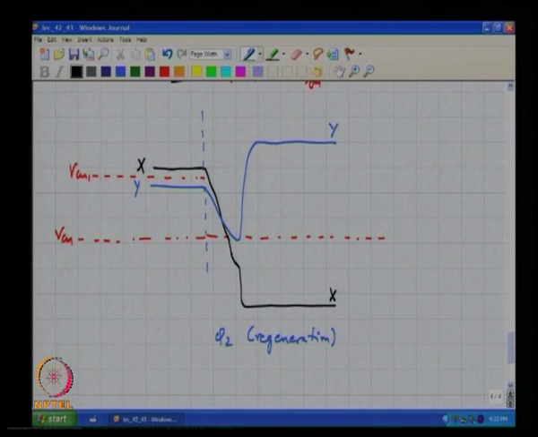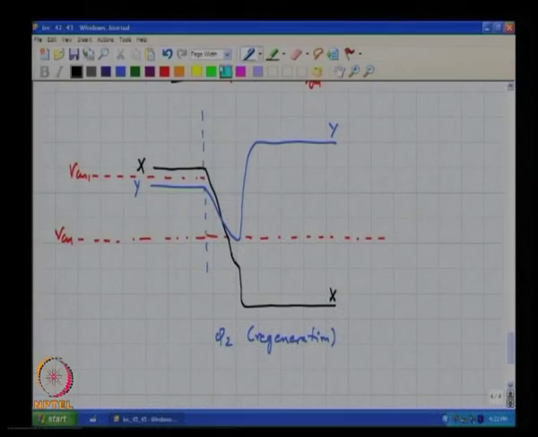But the key point is to understand that the problem is appearing because of the difference between VCM and VCM1, the natural threshold of the inverters, and the common mode of the differential input voltages stored on Vx and Vy. This is what is responsible for this offset, which is called dynamic offset.